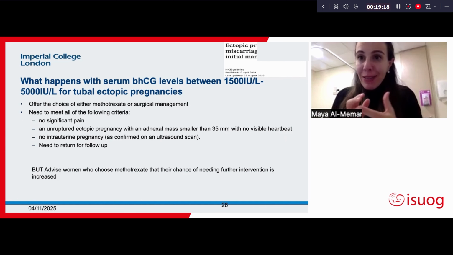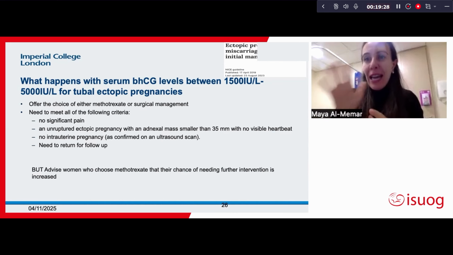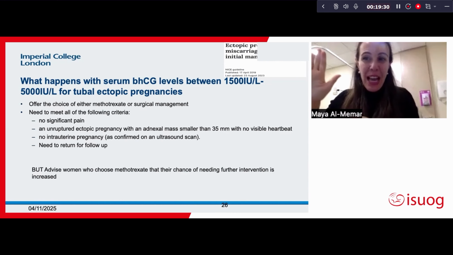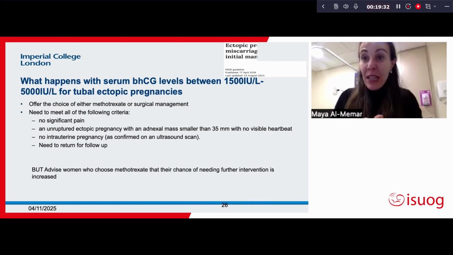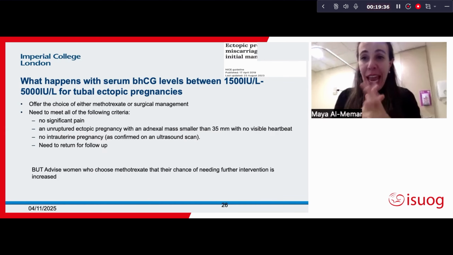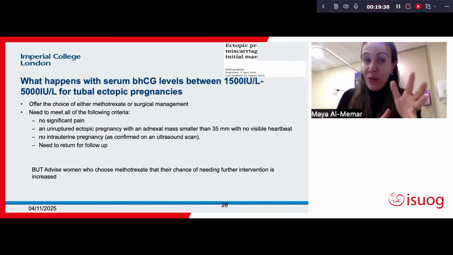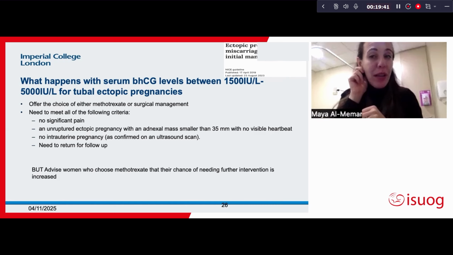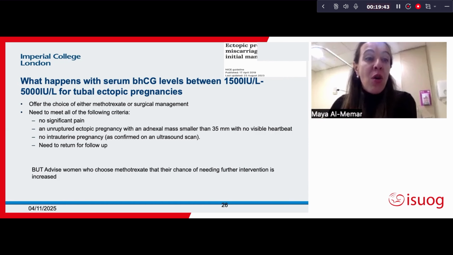So we've talked a bit about expectant management and medical management with methotrexate, predominantly focusing on HCG levels of less than 1500 and greater than 5000. At greater than 5000, these management strategies are not advised and surgery is advised. But what about this grey area in the middle between an HCG of 1500 and 5000 for tubal ectopic pregnancies? Well, for these, we offer the choice of either methotrexate or surgical management.